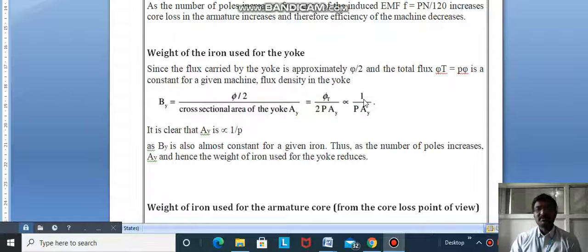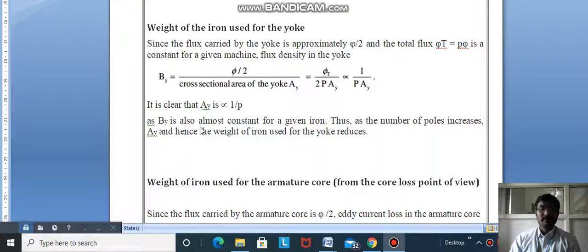So this is actually equal to 1 by p into number of poles into Ay. It is clear that Ay, the cross sectional area of the yoke, is proportional to 1 by p. 1 by p, in the sense, number of poles is inversely proportional to the cross sectional area of the yoke. So if the number of poles is increased, what will happen? The cross sectional area of the yoke will be reduced. As By is almost constant for a given iron, thus as the number of poles increases, Ay and hence the weight of the iron used for the yoke is reduced.